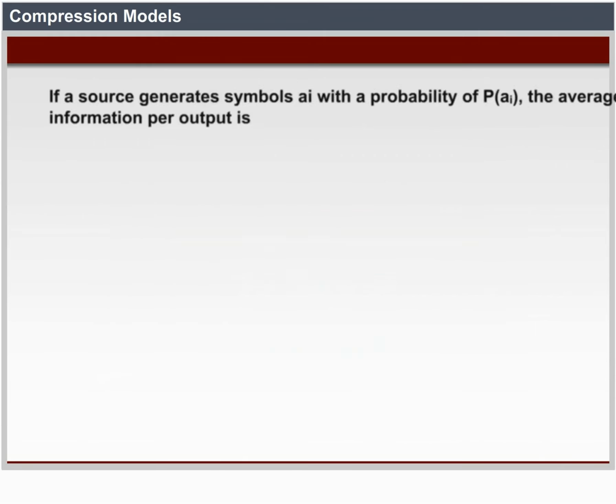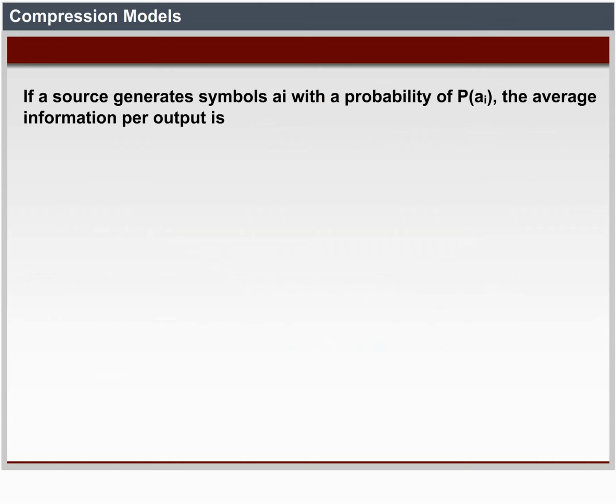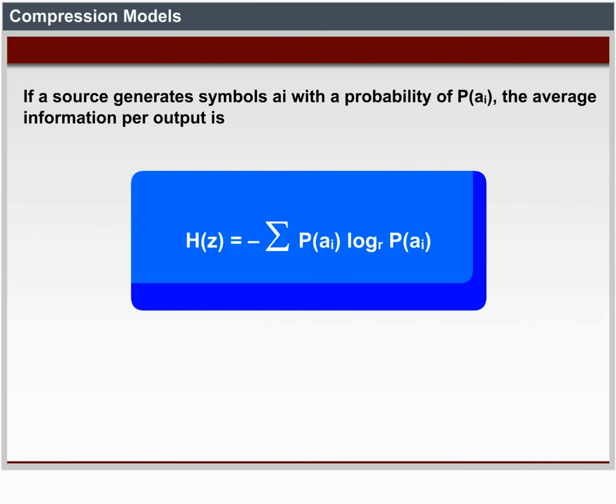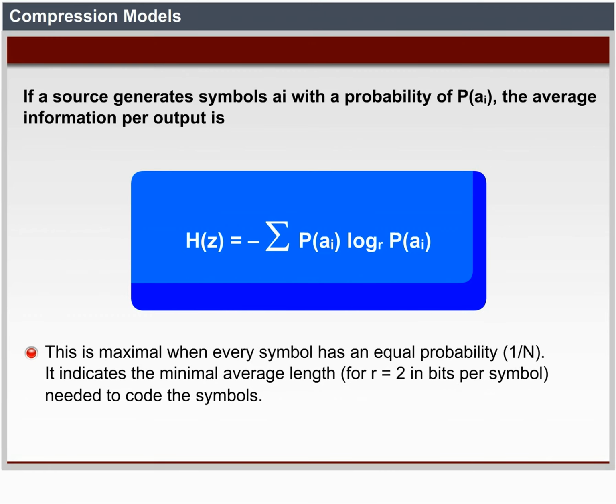If a source generates symbols a_i with the probability P(a_i), then the average information per output is H(z) equals minus sigma P(a_i) log_r P(a_i), the uncertainty or entropy of the source. This is maximal when every symbol has an equal probability, 1 by n. It indicates the minimal average length, for r equals 2, in bits per symbol needed to code the symbols.